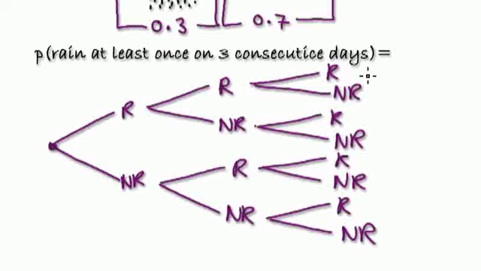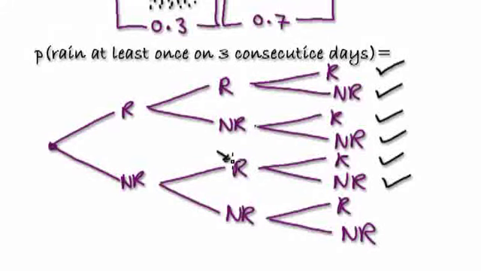So here, this would be a good outcome because the question is saying at least once, it raining at least once. This is a good outcome because it rained, not rain, rained. So this is a good outcome because it rained at least once. This is a good outcome because it rained once here. This is a good outcome. It rained once here. Okay, this is a good outcome because it rained on the third day here. Well, this is not a good outcome. Okay, so basically you've got to add up these branches.